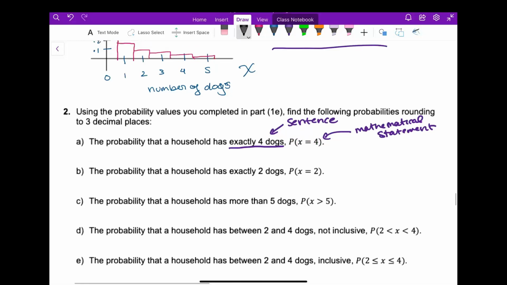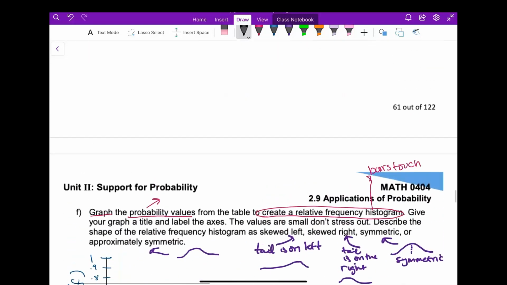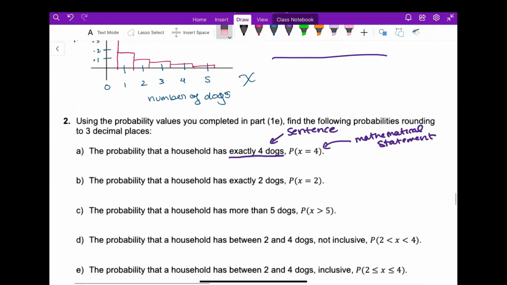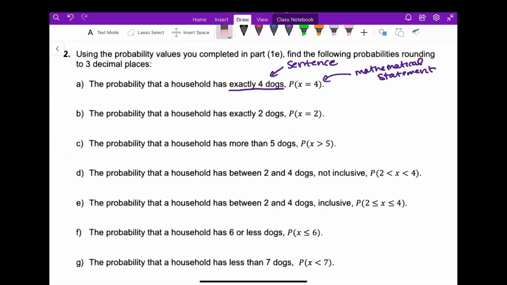Let's go back and take a look at the probability of 4 dogs. So I'm looking at our table and we're looking at 4 dogs, which is here. And remember, our probability is in this row. Ready? Let's answer these questions. The probability of exactly 4 dogs is 0.0133. And this is from the table.